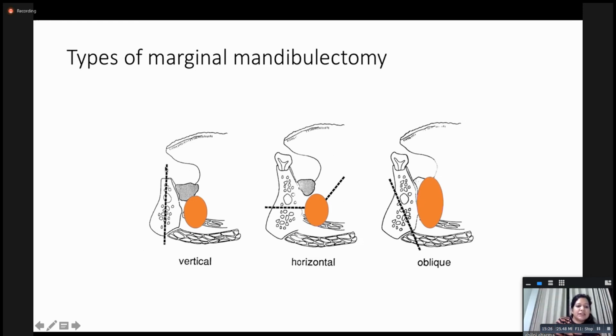Instead, you should do a vertical marginal mandibulectomy, where you get a whole bony slice which serves as a margin for the tongue tumor. Or if your tumor is creeping over to the buccal mucosa, or you have bulky floor of mouth cancers, then you can start with the horizontal and then change your direction and take the vertical slice in your specimen.